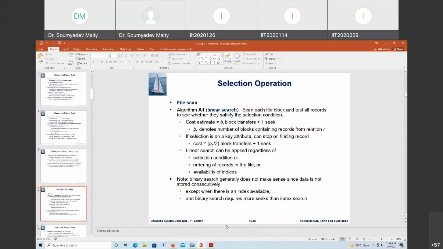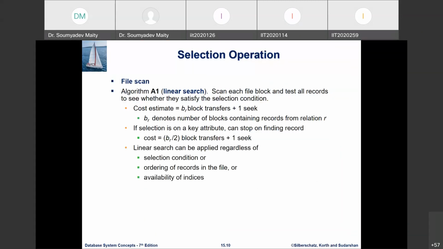Fine. So linear search can be applied. The advantage of linear search is that it can be applied on any relation, whether it is sorted or unsorted, it does not matter. Linear search can be applied on any condition, whether it is an equality condition or inequality condition, it does not matter. It can be applied whether there exists an index or hash or not, that does not matter. Or whether you are doing it on a primary key, candidate key or non-key, that also does not matter.